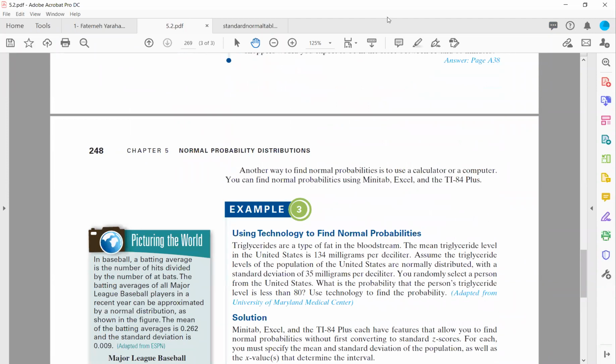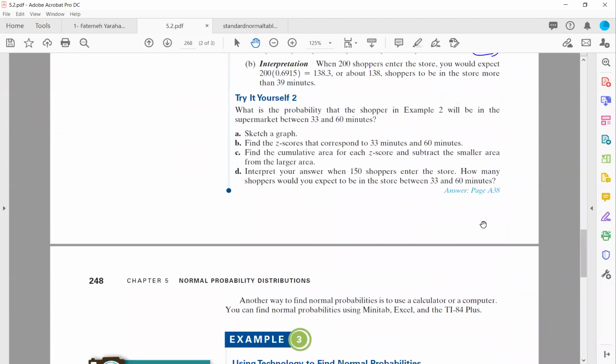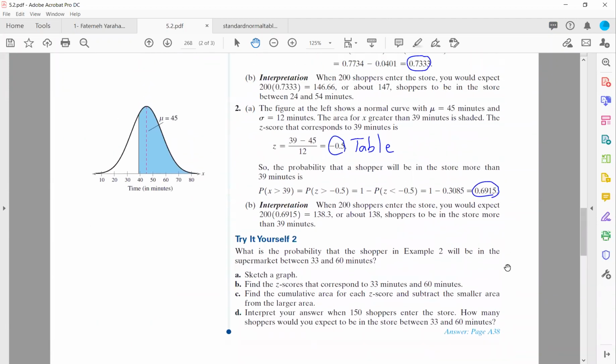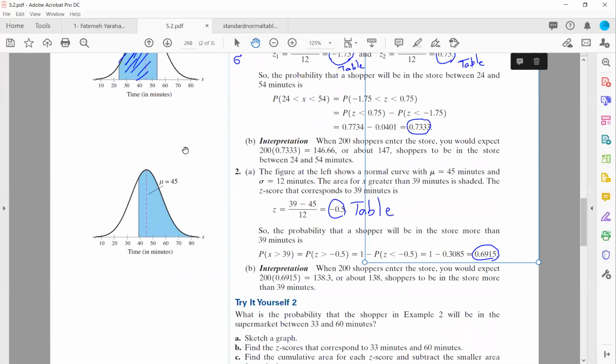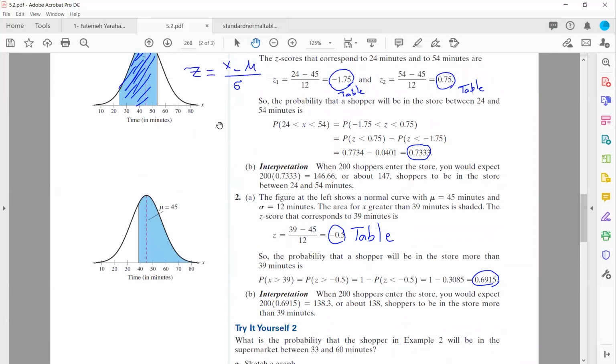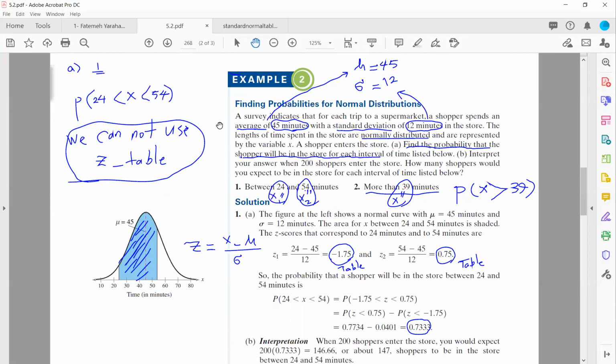Professor, quick question. Yeah, go ahead. Are we going to do the interpretation? So the meaning of that is when 200 shoppers enter the store, you would expect about 138 shoppers to be in the store more than 39 minutes. The probability times the total number of people is going to be the calculation. Perfect. Thank you.